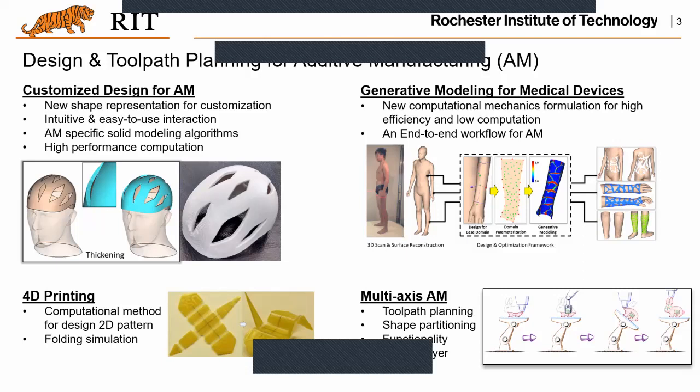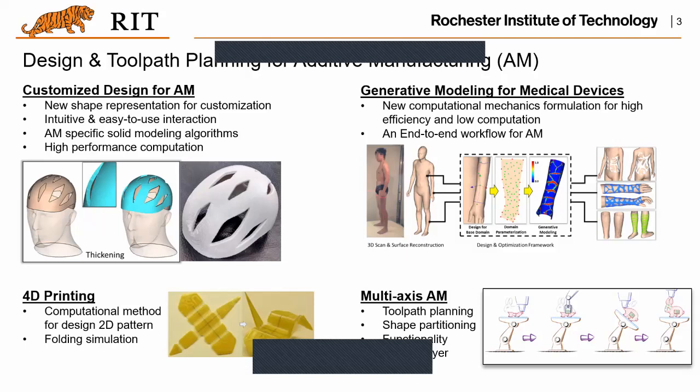So the idea is instead of printing a 3D shape, in the 4D printing, a 2D pattern is printed, and after applying some activation mechanisms, for example, the heat or magnetic field or other energy resource, turns out this 2D shape will be folded to some 3D geometry. So that's the definition of 4D printing.